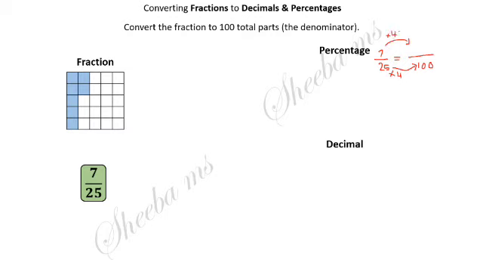So 7 times 4 is 28. So we got 28 by 100. That means 28 percentage. So 7 by 25, when we change into percentage, it is 28 percentage.